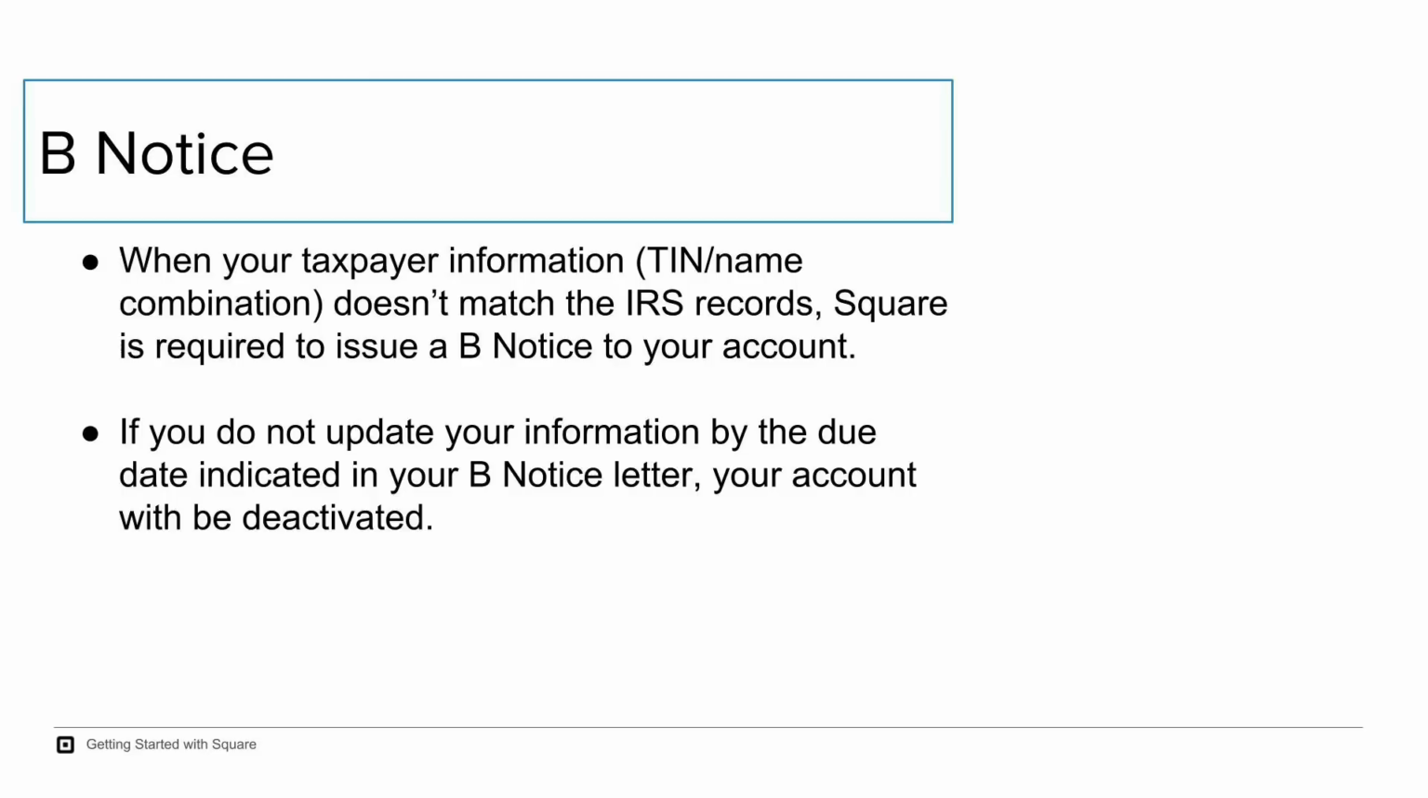You'll receive a notification letter and an email from our tax team with the required due date to update your information. If you do not submit the required documentation by the due date, your Square account will be deactivated. Again, this will only happen if your taxpayer information isn't correct, so it's important you update it as soon as you can. For more information on this, visit squareup.com/help and search 1099-K.